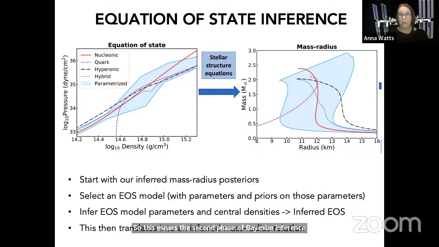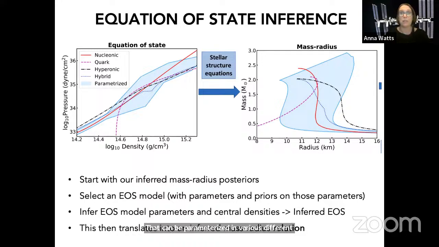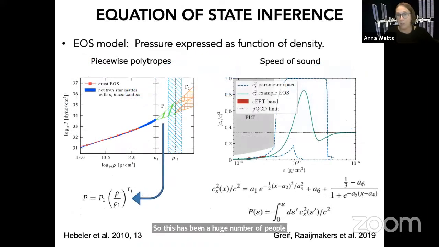So we go and talk to our nuclear physics colleagues. We discuss with them possibilities for an equation of state model that can be parameterized in various different ways. We pick priors perhaps on those parameters. And then we do the second phase of Bayesian inference to infer a mass radius relationship. A huge number of people are working on this. I can't show all of them in the talk, but I'm just going to give you one flavor from the analysis that we've been working on together with collaborators at the Technical University in Darmstadt.